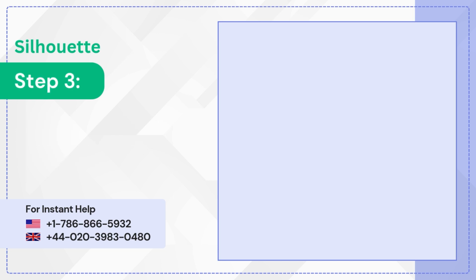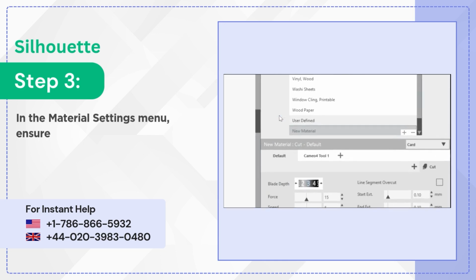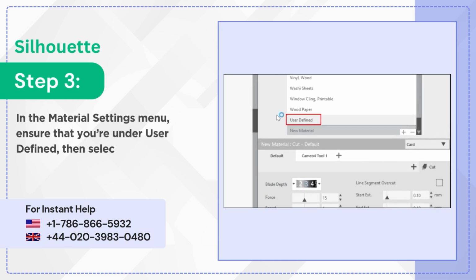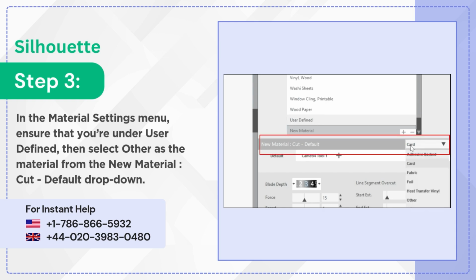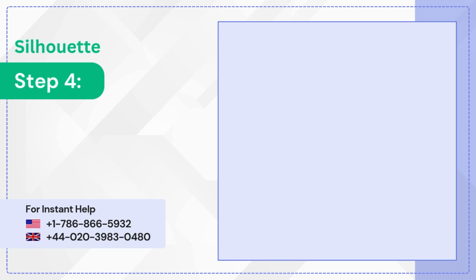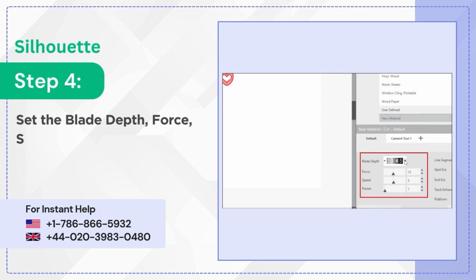Step 3. In the Material Settings menu, ensure that you're under User Defined, then select Other as the material from the New Material Cut Default drop-down. Step 4. Set the blade depth, force, speed, and passes.